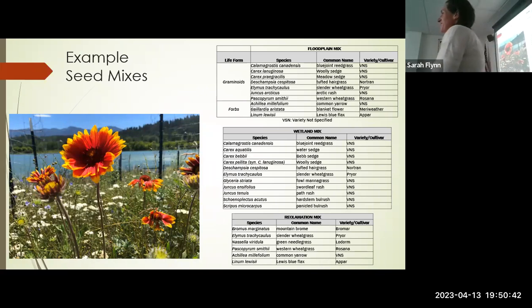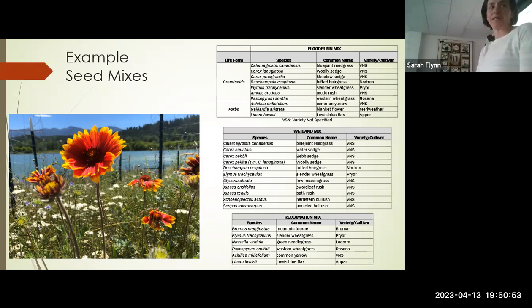So there's some example species mixes for a floodplain mix, a wetland mix, and then a reclamation mix. We do like to include some of the pretty flowers. The Gaillardia is always very nice to see out in a floodplain, especially mixed with some yarrow, and flax is another one that we often include.